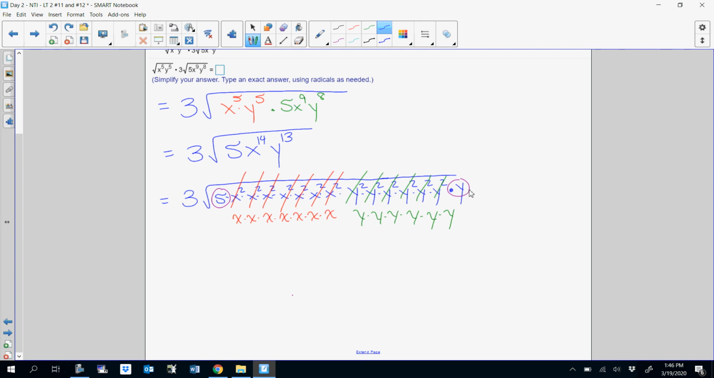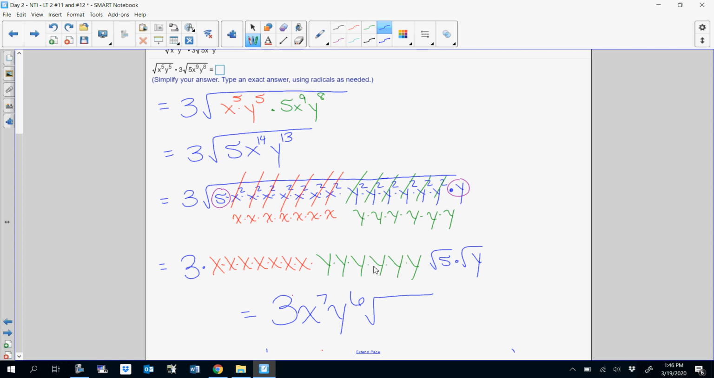So put it all together and you've got this. You've got the original 3 out here times all these x's and all these y's, 3 times all those x's times all those y's times the square root of 5 and the square root of y. So nothing else is going to reduce, so you put everything that's outside of the square root together and everything inside the square root together, and it would look like 3x to the 7th, y to the 6th, and the square root combined would be 5 times y under the square root.